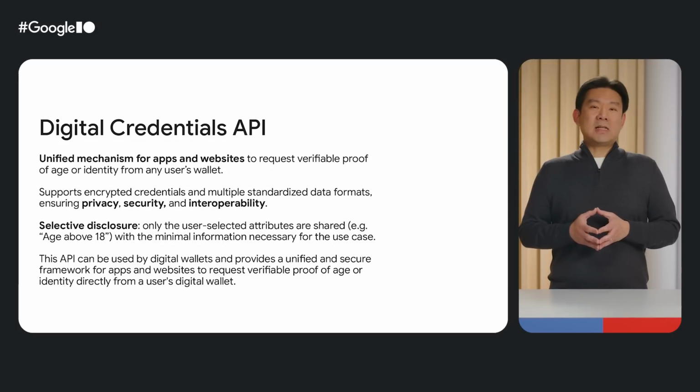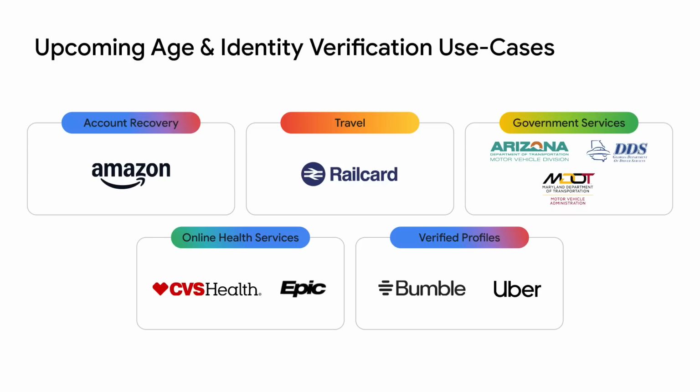This system prioritizes user privacy through encrypted credentials, standardized data formats for interoperability, and selective disclosure, where only necessary attributes such as age above 18 are shared. The Digital Credentials API will be leveraged by developers for age and identity verification across a variety of use cases.